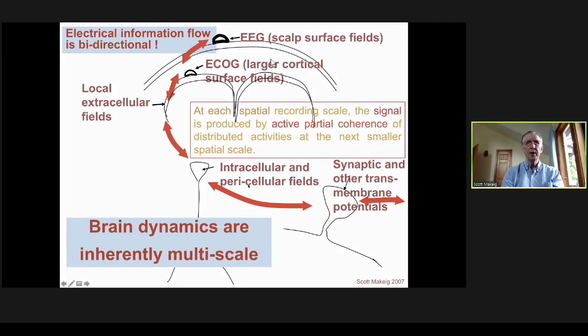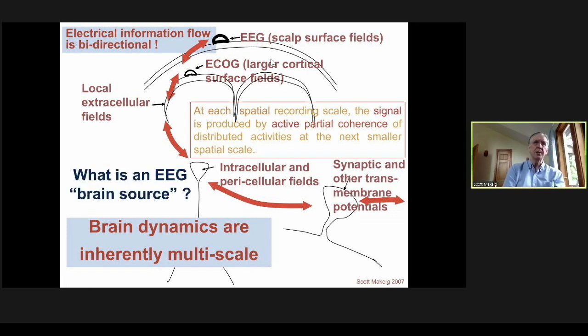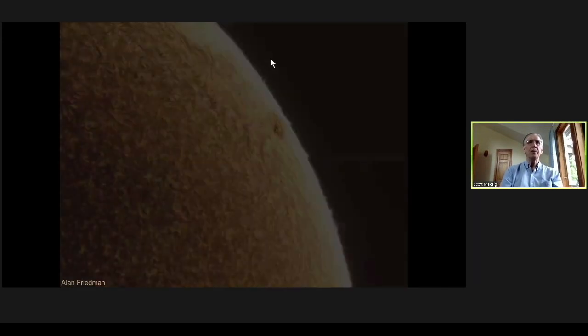So there's a complex and dynamic interrelationship between electrical potentials and the electrochemical interactions that they index at different spatial scales. That makes the brain particularly interesting and difficult to model. So let's now talk about the concept of an EEG source. What is the source of the EEG? Well, there's many sources. What do we mean by an EEG source?